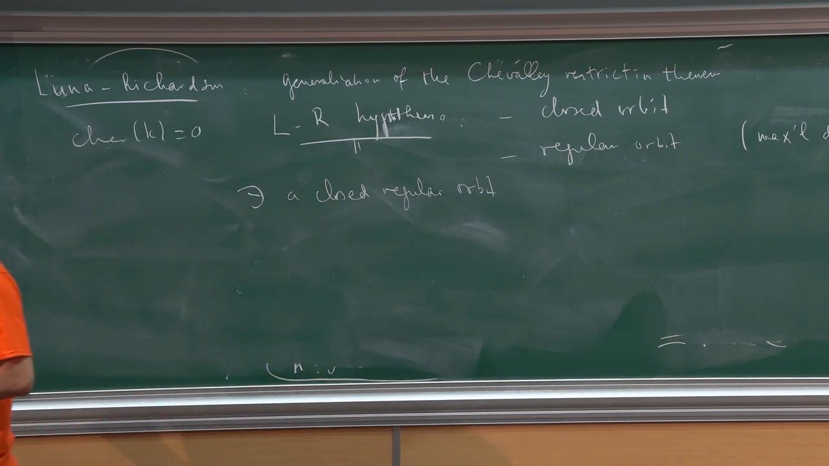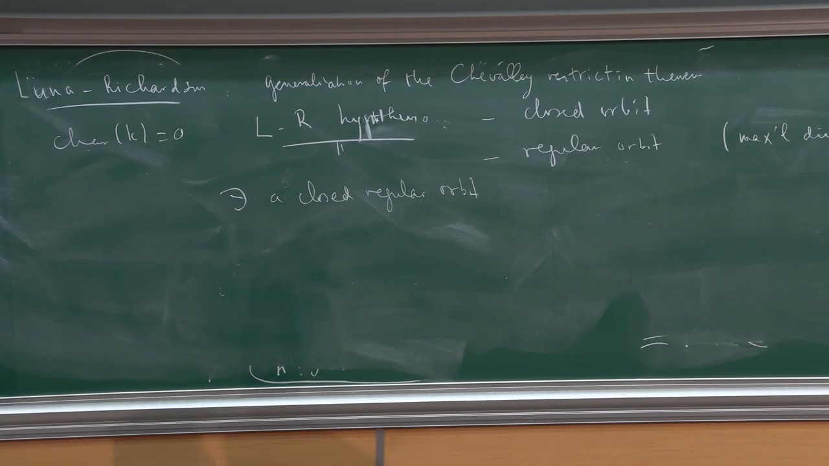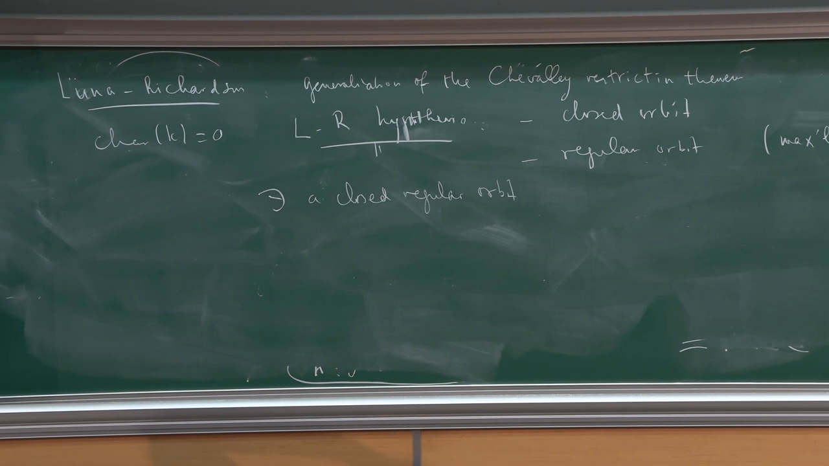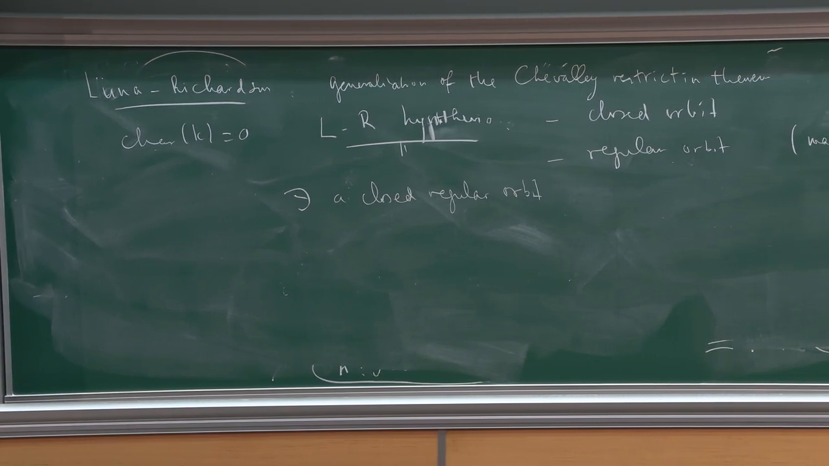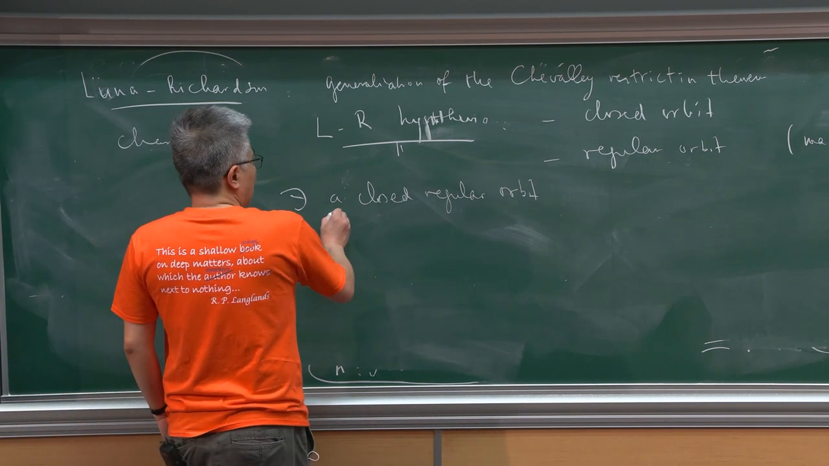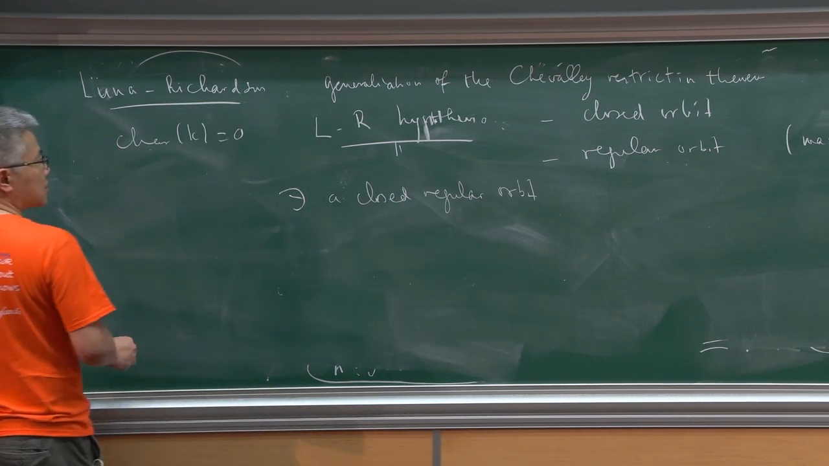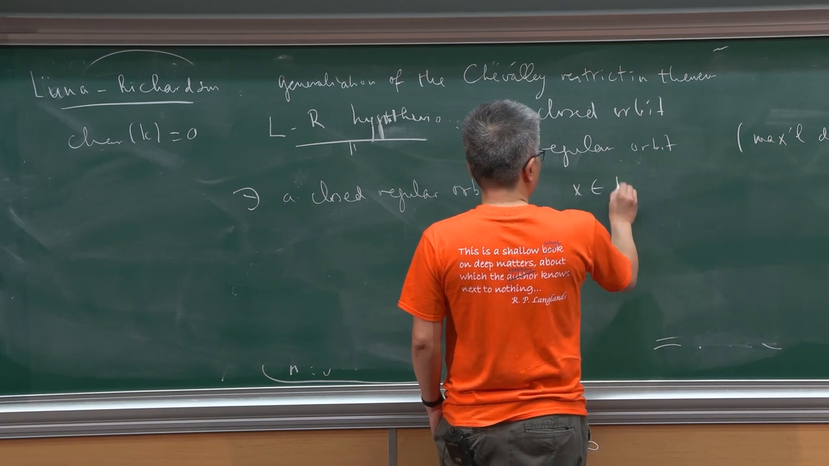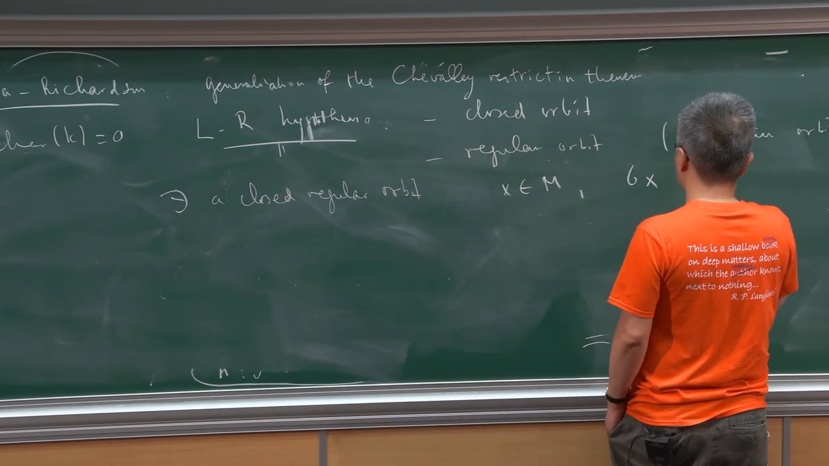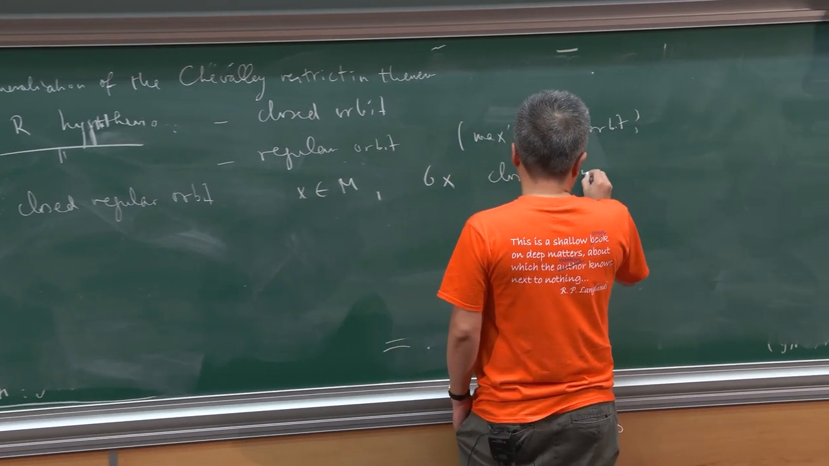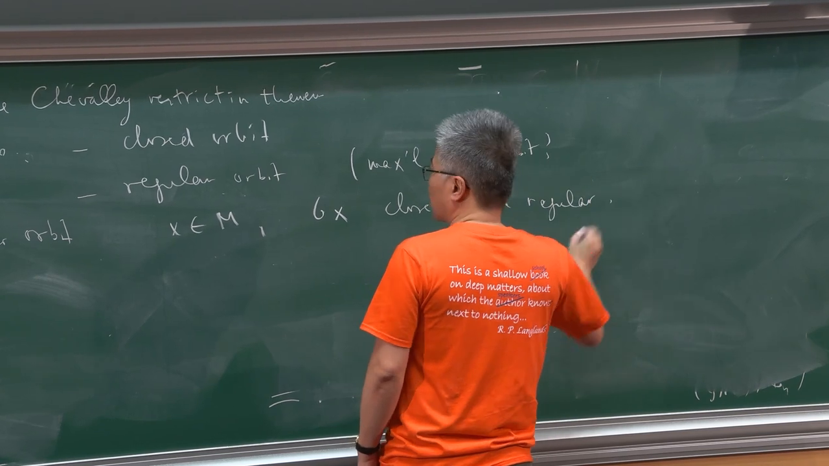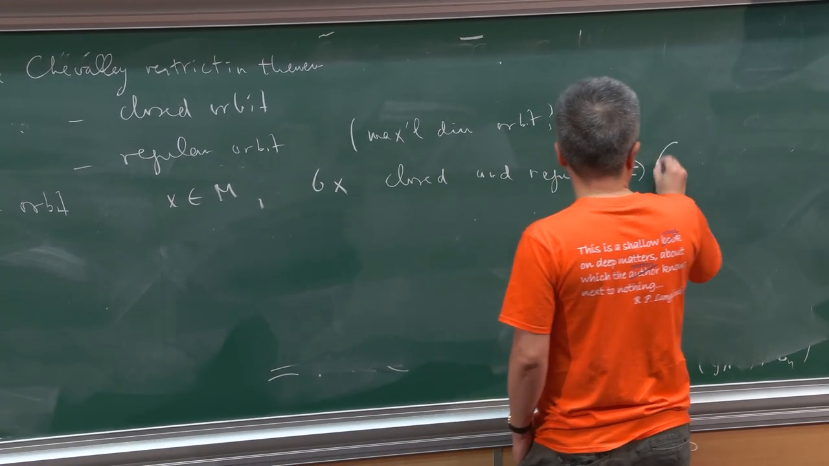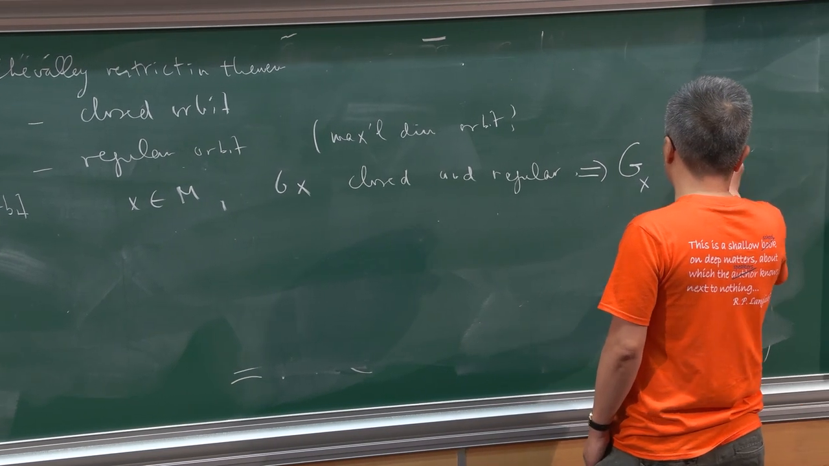That is the first thing needed to start this machine. So in the group case, whatever the case is, there exists a regular semisimple element, right? That is both closed and regular. And this fits exactly with the existence of the closed regular orbit. So let x in M be such that Gx is closed and regular. And in particular, that implies that the stabilizer is reductive, right?